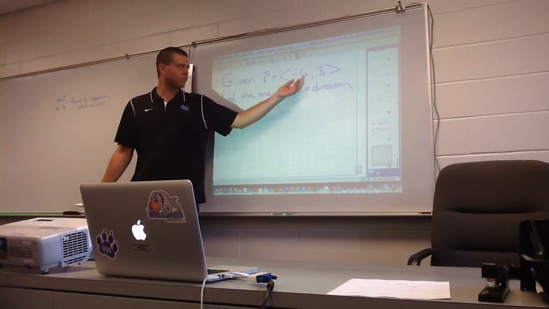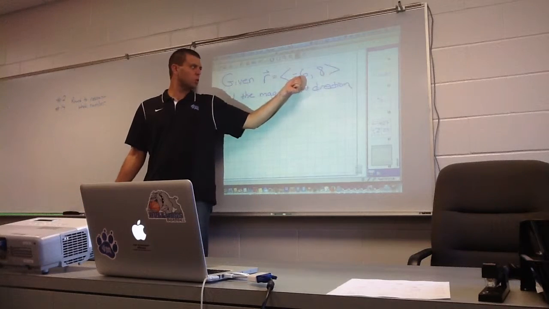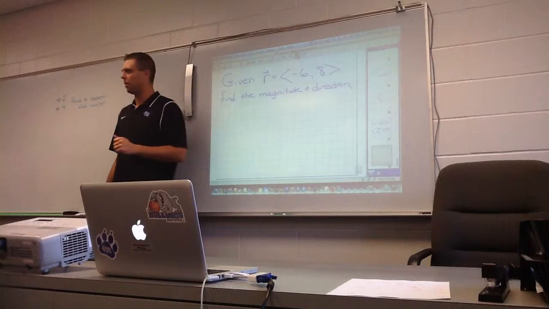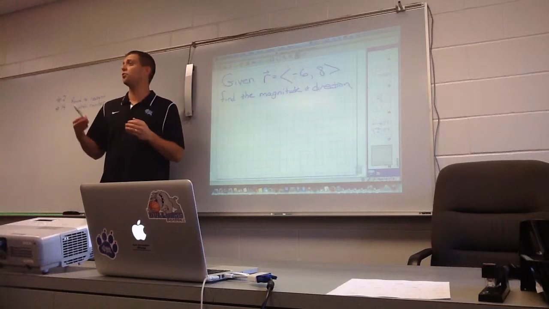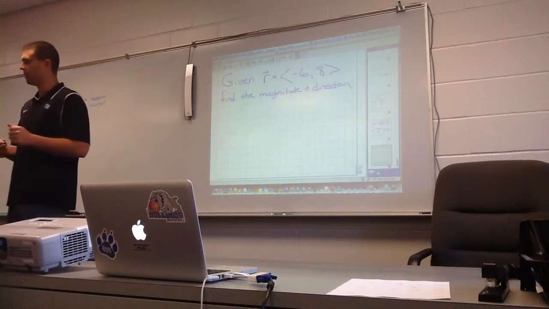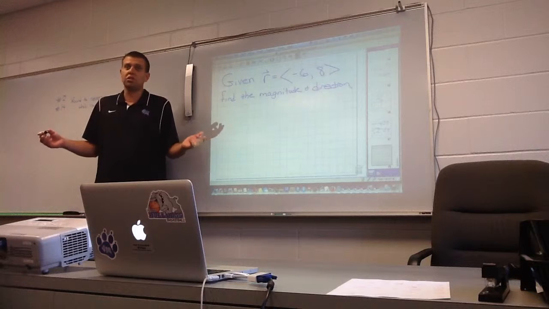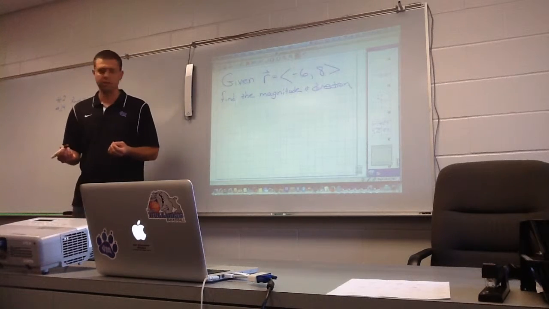I'm giving you vector r, here are its horizontal and vertical components. You need to find the magnitude and the direction that vector r is headed. So what you're going to do is draw an arrow on a coordinate plane.